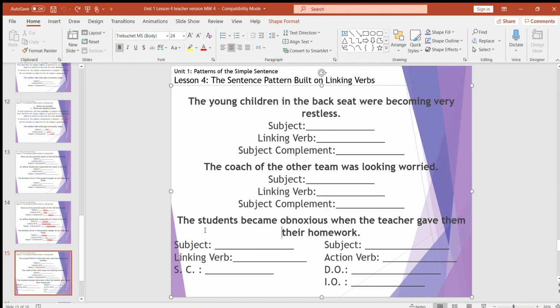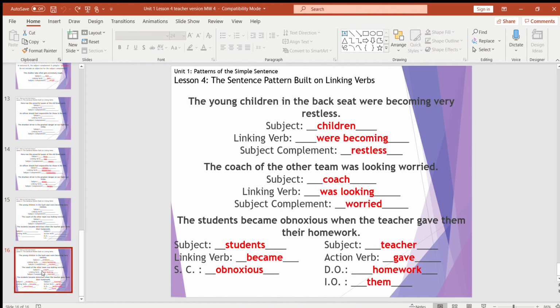But I still have stuff over here. What's my verb over here that's a linking verb? We've got "became." Who became? The students became, subject. What did the students become? They were obnoxious. Does obnoxious describe the students? Yes. Are the students obnoxious? Yes. So is that a subject complement? Absolutely yes. Okay. So there are those.